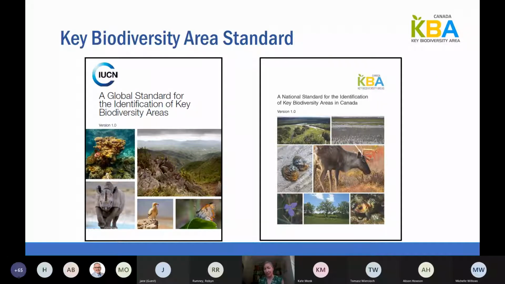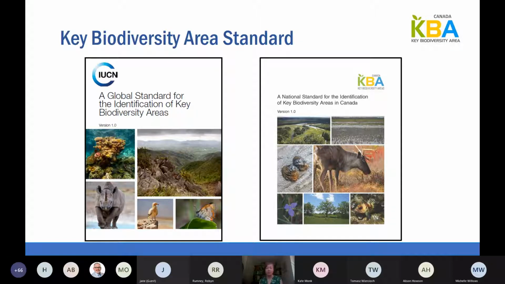In the last 2 years, we started working in Canada, and we're one of the first countries, in fact, to have a national effort to try to identify all key biodiversity areas. And in the past 2 years, we also developed a national adaptation of the global standard. And that was because we wanted to make sure that we would capture biodiversity elements that are priorities in Canada.